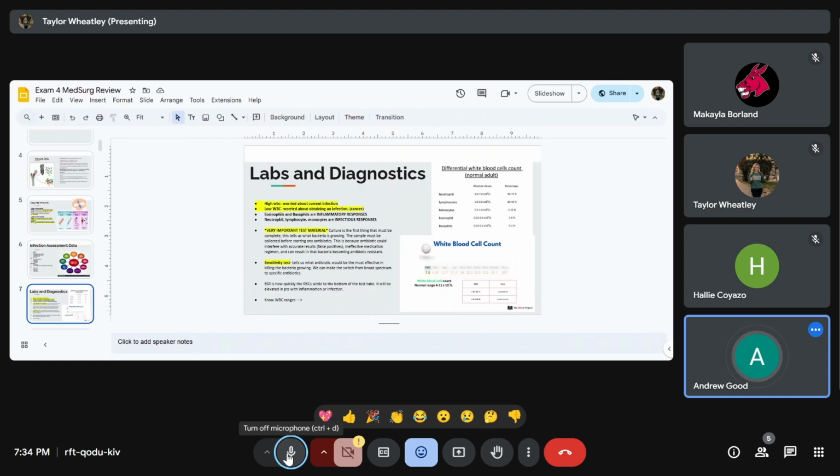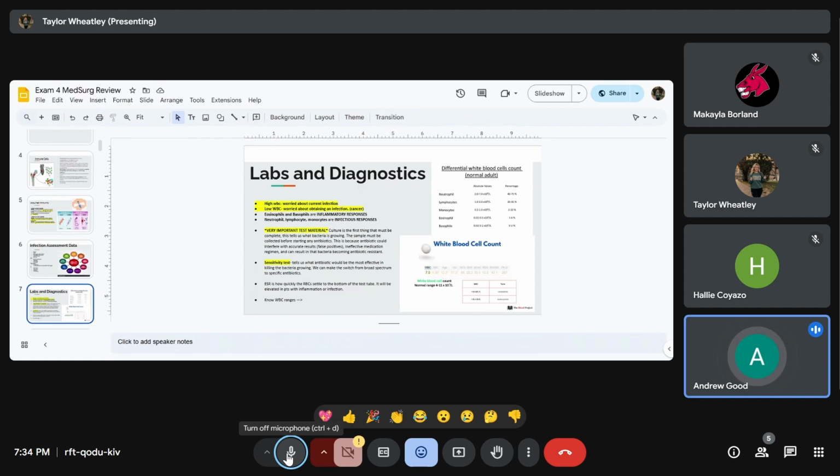And then sensitivity test tells what antibiotic would be the most effective in killing the bacteria that is growing. And this is where we switch from broad spectrum to specific antibiotics. So we'll get those cultures, we'll get the sensitivity, and once we have collected those, immediately the physician will start a broad spectrum antibiotic. The culture will come back, and then that sensitivity will come back, and then we'll bridge them from a broad spectrum into a specific antibiotic to better treat that infection.